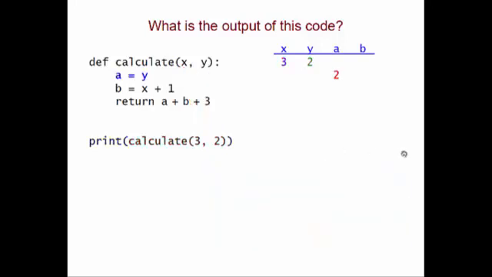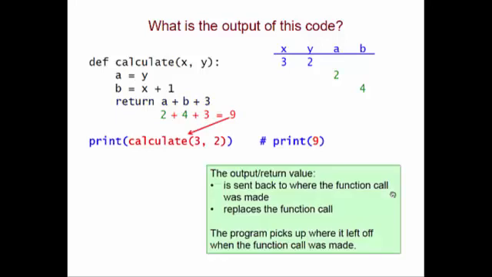So we say take the value of y and assign it to a, and so a's value is 2. I'm putting that in my table to keep track of that. Then we take the current value of x, add 1, that gives us 4, and we assign it to b. And then finally we return the result of this expression. So we first need to actually do that evaluation. So a gets replaced by its value, b gets replaced by its value, and then we add 3 to give us 9. And then that return value is sent back to where the function call was made.